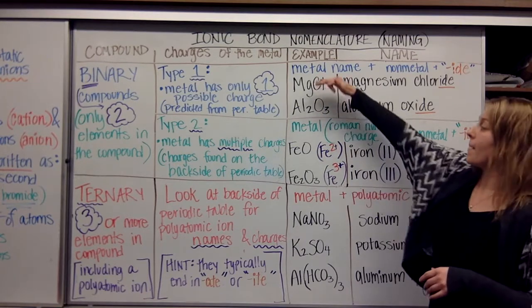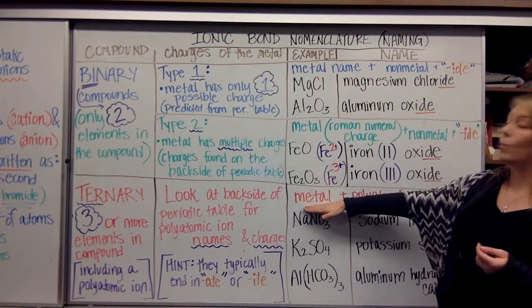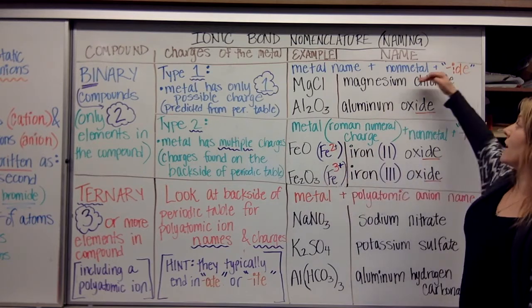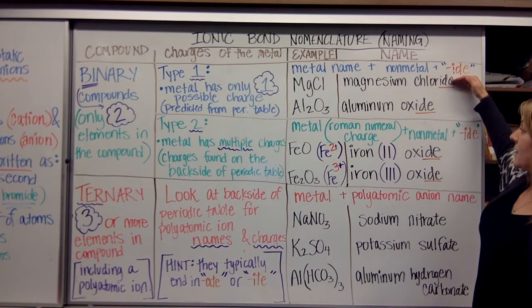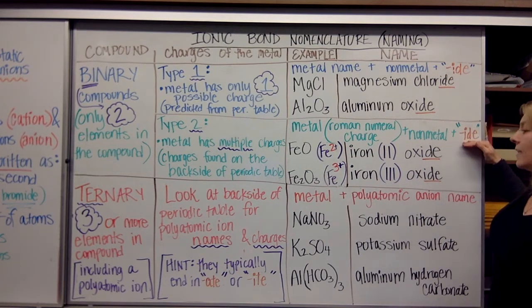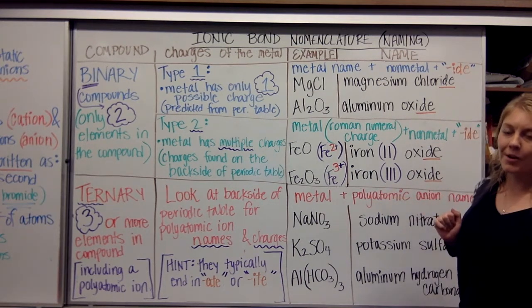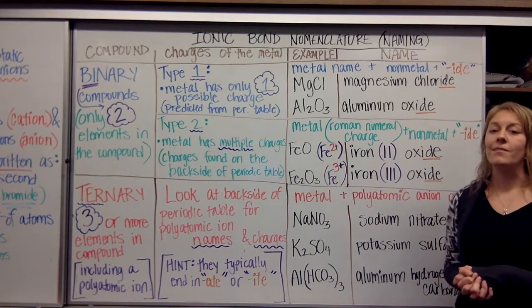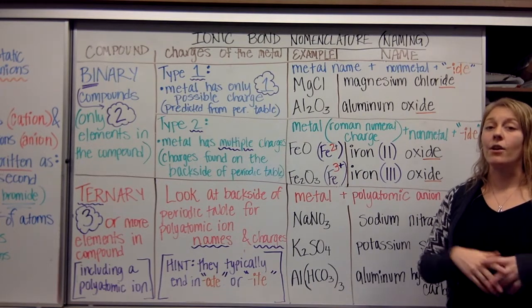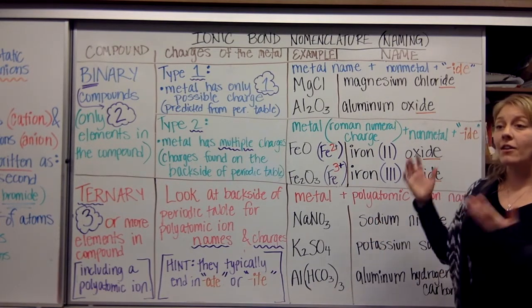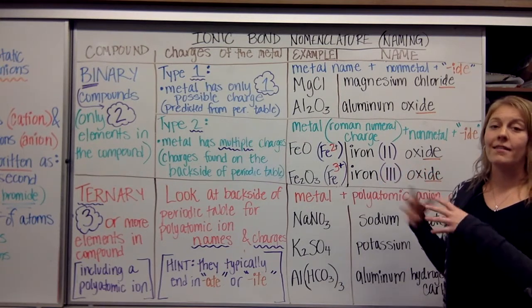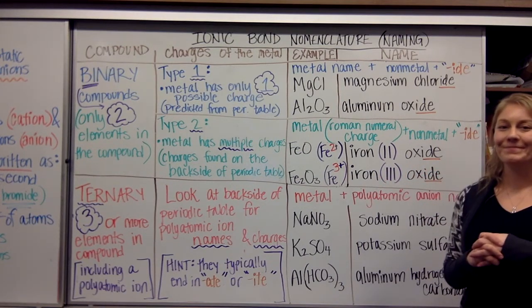Every time the metal stays the same. What's changing, really, is that nonmetal. Nonmetal plus ide, nonmetal plus ide, and then the easiest of all of them, look on the back of the periodic table, all right? So that's it for ionic bonds. We're going to look at other kinds of bonds in our next video, but here's our transferring electrons to form bonds. Thank you.